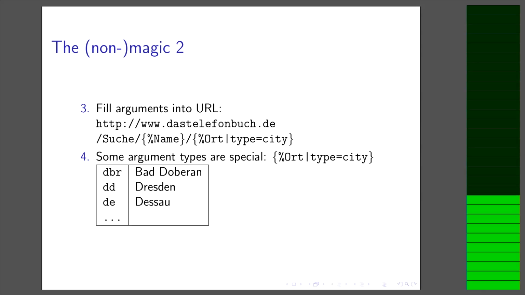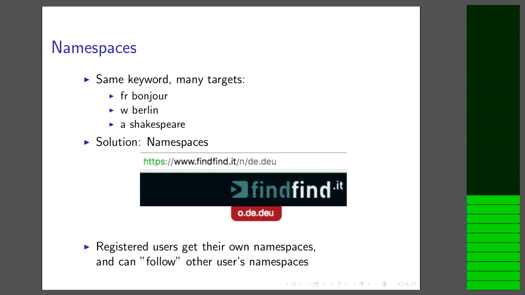So actually, it's not the whole story, because sometimes we have some clashes. We have the same keyword and many possible targets. For instance, if we type in FR bonjour, we want a French dictionary, but which one? French German, French English, French Swedish. Or if you type in W Berlin, we want a Wikipedia article of Berlin, but the German Wikipedia, English Wikipedia? Or A goes for Amazon, but which Amazon? British Amazon, US Amazon, and so on.